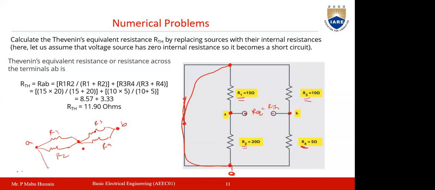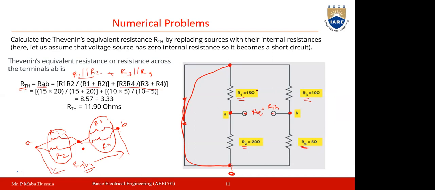Now the total resistance across this A and B will be your RTH. So the RTH will be the parallel combination of these two plus the parallel combination of these two. So RTH, which is the resistance across RAB, will be equal to R1 in parallel with R2 plus R3 in parallel with R4. R1 in parallel with R2 is nothing but R1 R2 by R1 plus R2. R3 in parallel with R4 is nothing but R3 R4 by R3 plus R4.